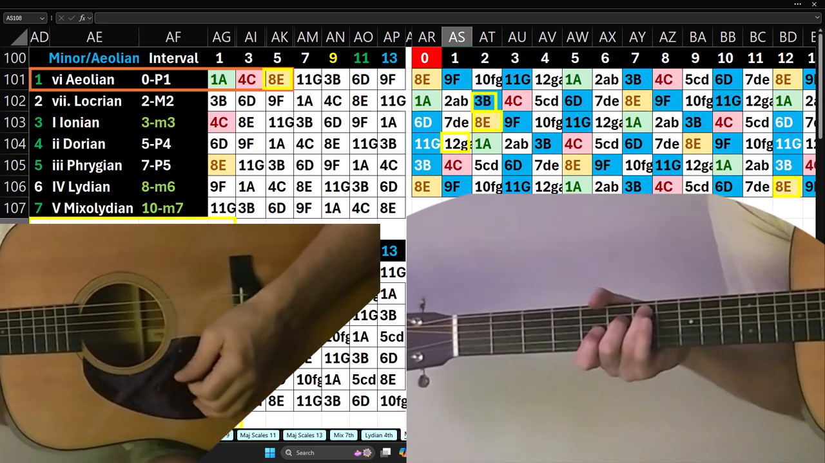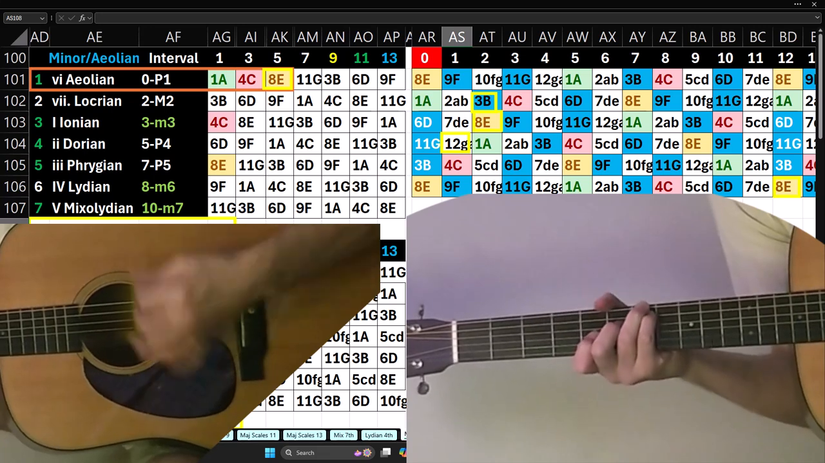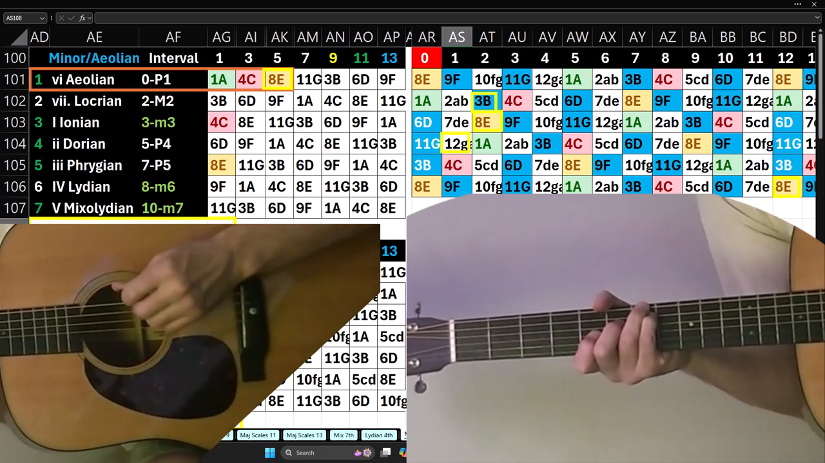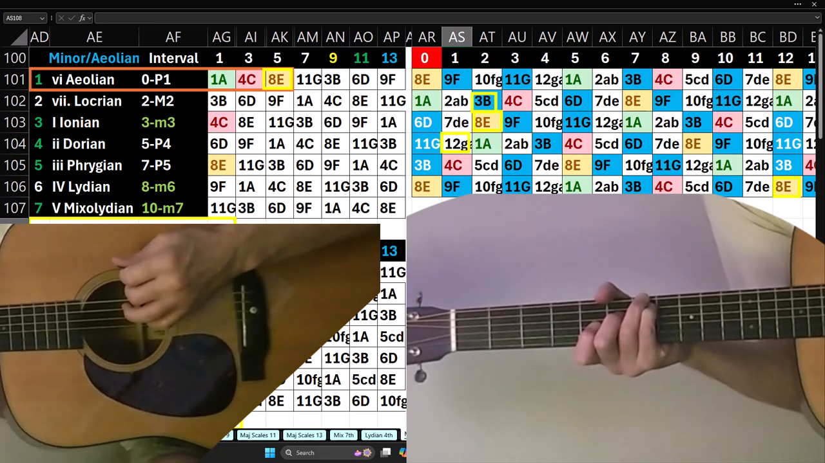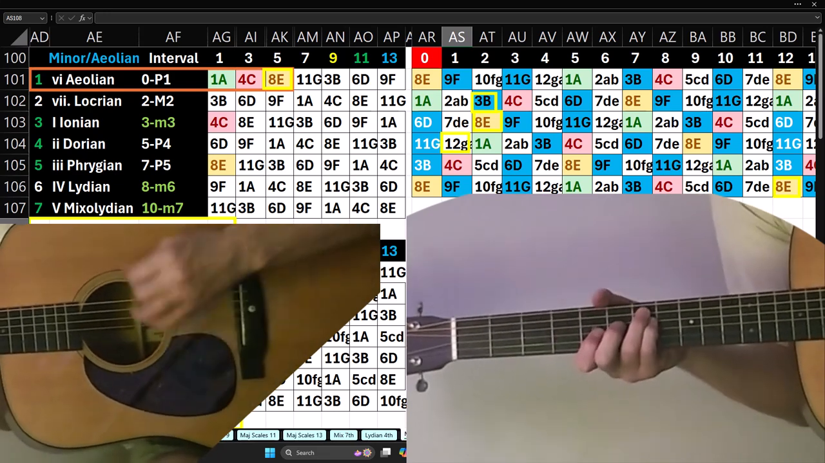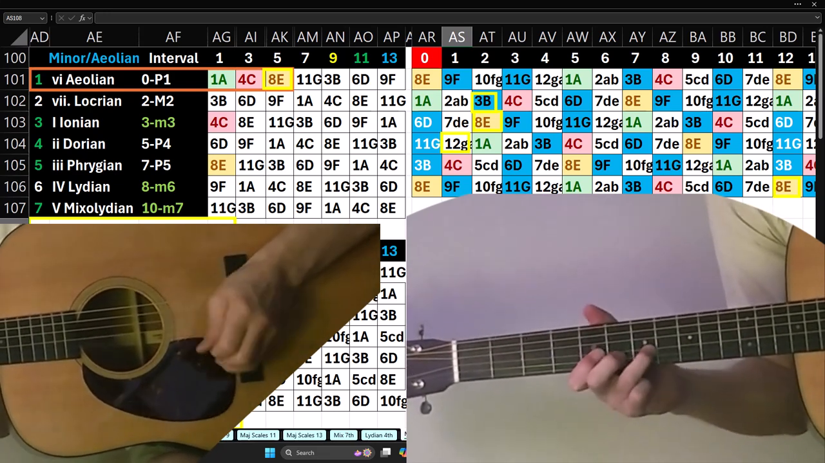Suspended chord gives you, it's basically an E major, and that kind of gives you that in-between tension. You don't need to do that, but then I can go from that to the minor, so A minor.